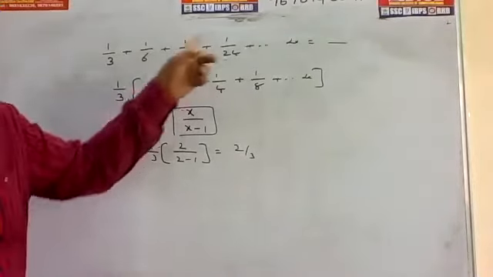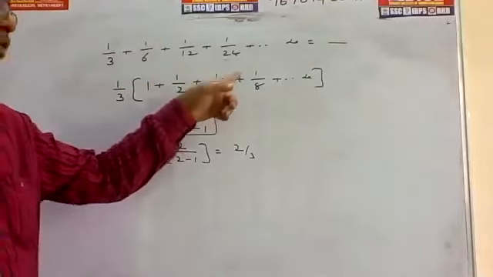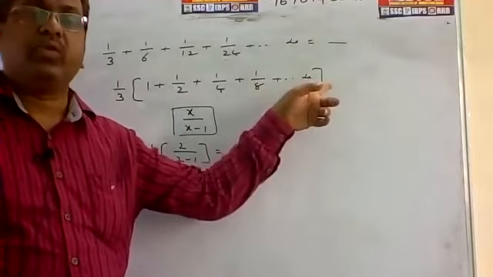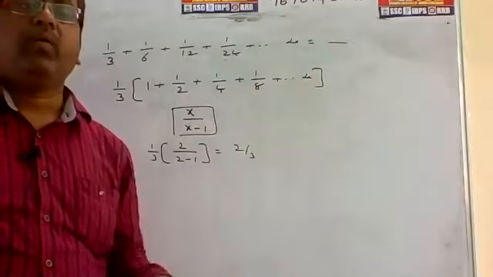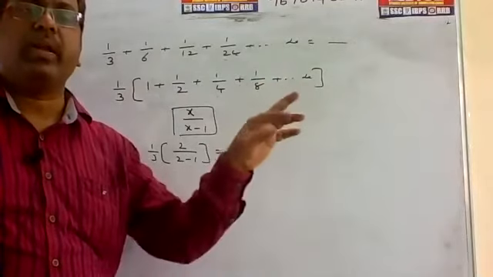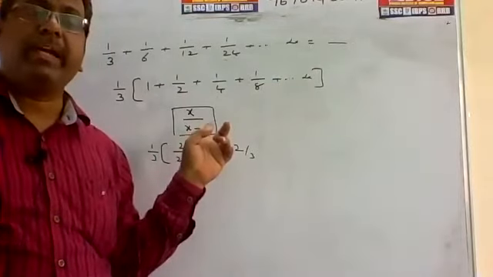So first of all, I am taking 1 by 3 common. It becomes 1 plus 1 by 2 plus 1 by 4 plus 1 by 8 and so on to infinity. So this is nothing but the first formula. What is the first formula? 1 plus 1 by x plus 1 by x square and so on to infinity. The formula is x by x minus 1.